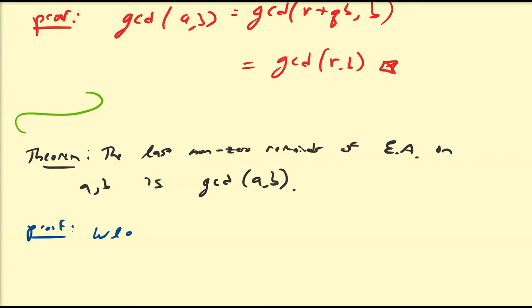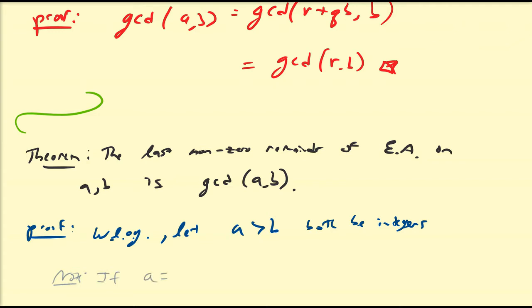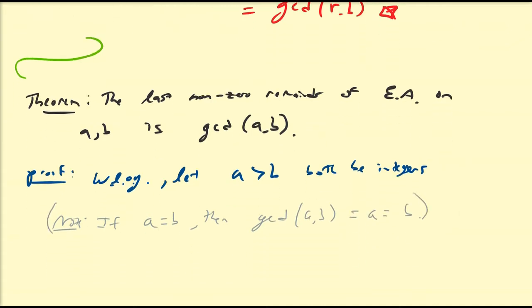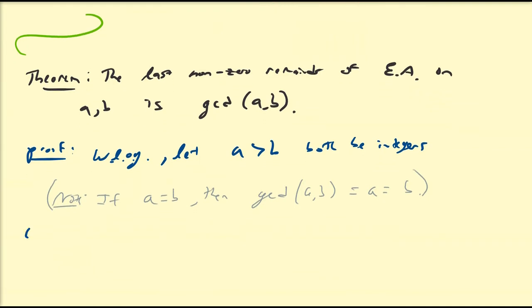All right, so without loss of generality, we're going to let A be bigger than B, both integers. Now you may be wondering, can I let A be greater than or equal to B? Yeah. Just a side note, if A is equal to B, then the greatest common divisor of A and B is equal to A, which is equal to B. So that's a trivial case, and we don't need to consider it here. All right, so A is greater than B, and let them both be integers.